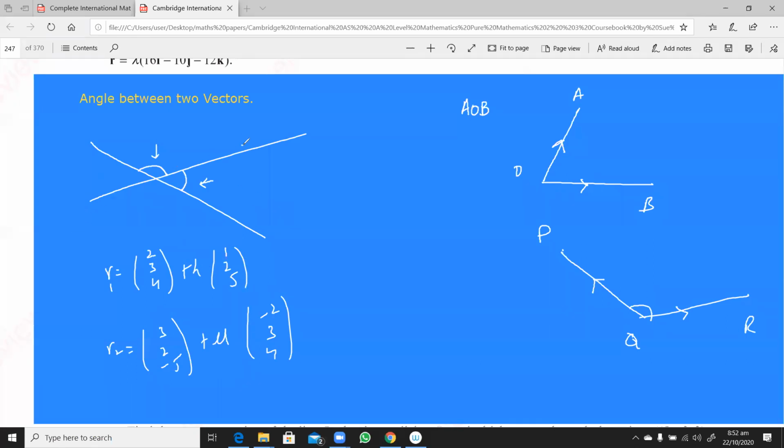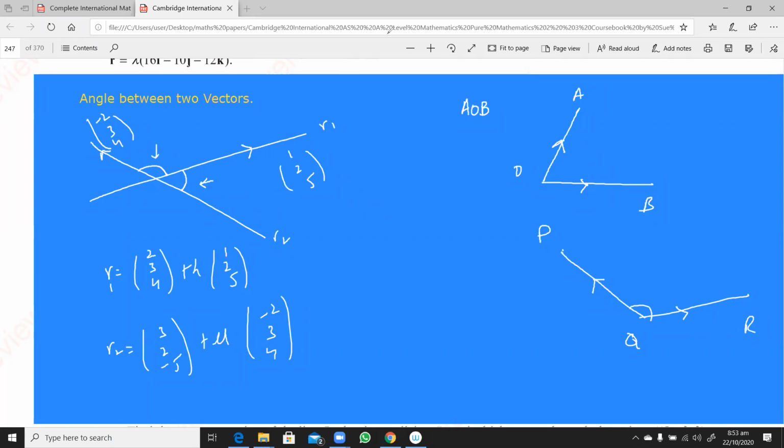Now suppose this is your r1, okay? This is going in the direction (1, 2, 5). And this is the line r2, and this is going in the direction (-2, 3, 4). The first thing that you need to note down is that the angle between two lines, please note it down, the angle between two vectors is the angle between their direction vectors.